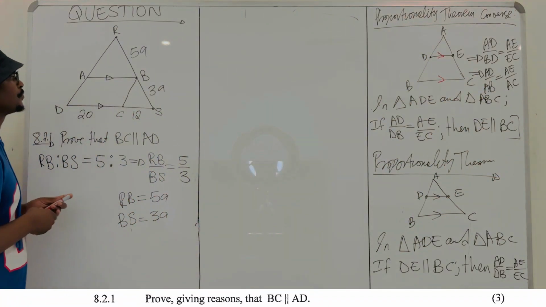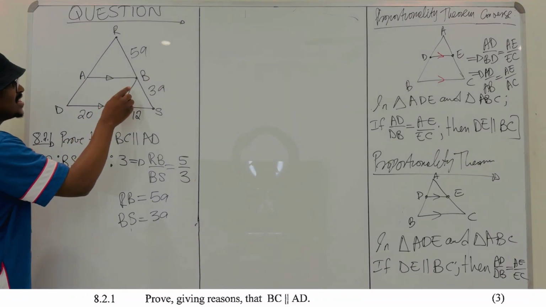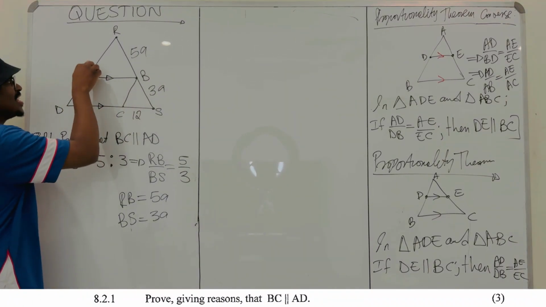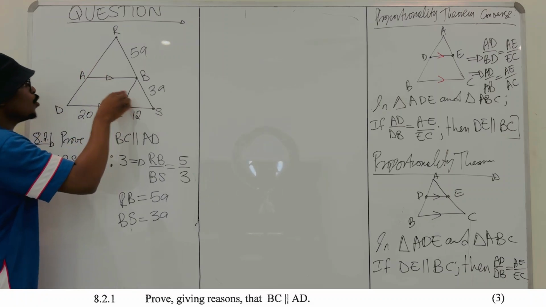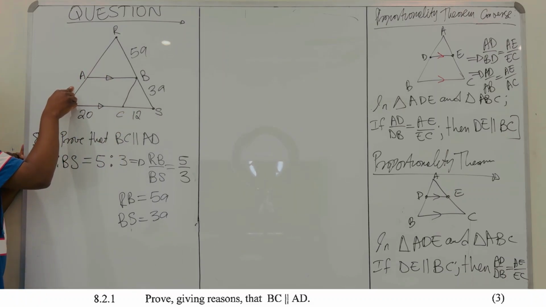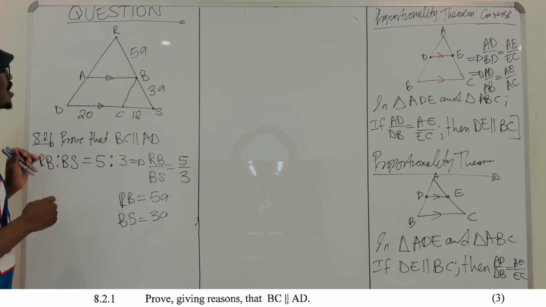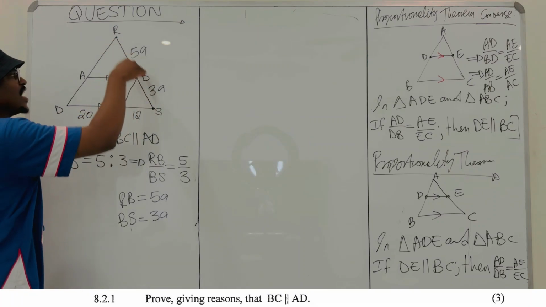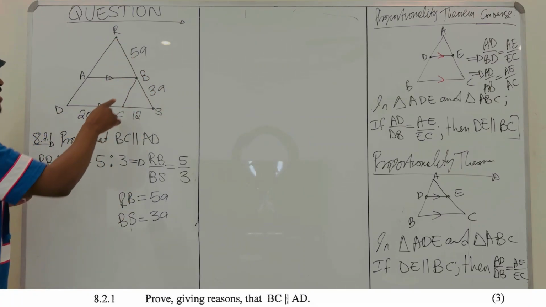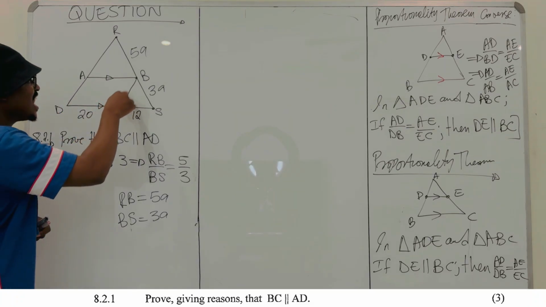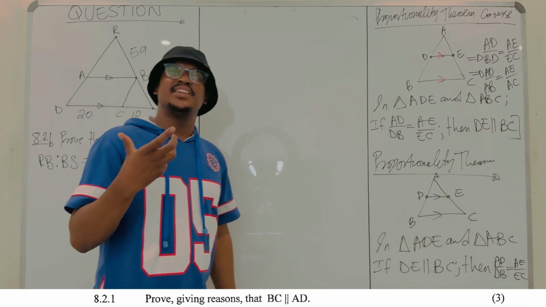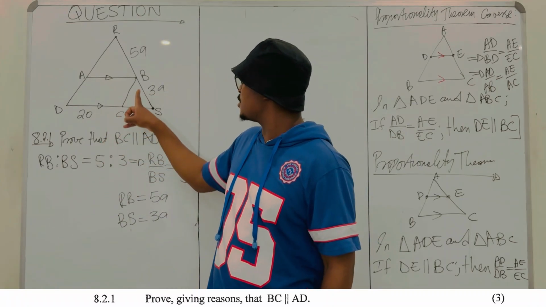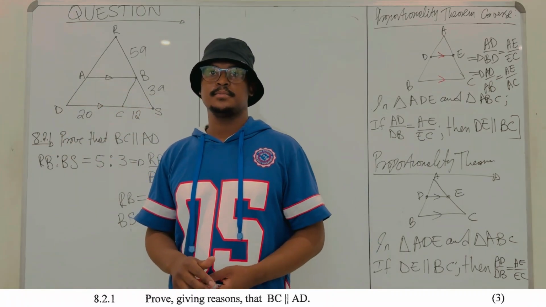But look now, no one said that this is parallel to the third side. But if you can prove that this is parallel to the third side, then this will also be parallel to this. So in that case, if you can show that the ratio of these sides is the same as the ratio of the other sides, then we will have shown that this is parallel to that, because this line BC will be dividing the two sides of the triangle proportionally. Therefore, if it does that, it means that BC is parallel to AD.